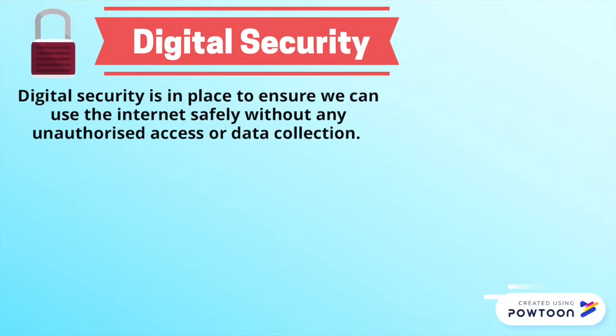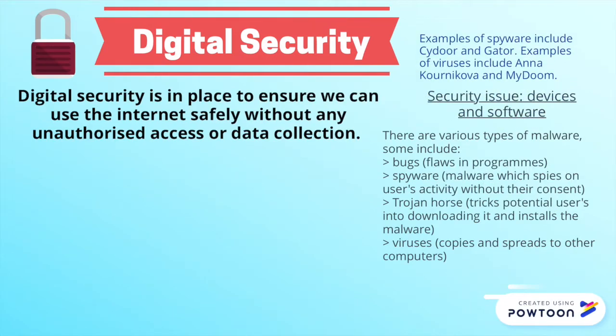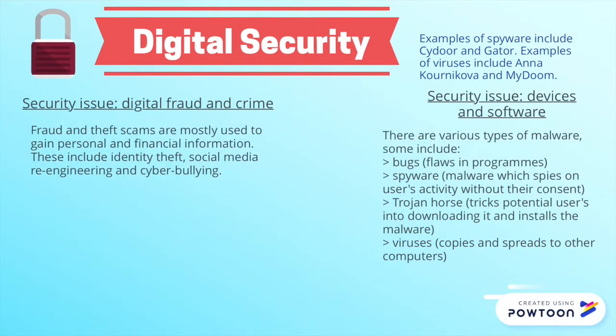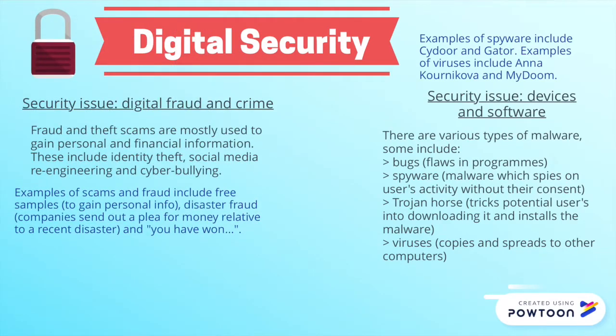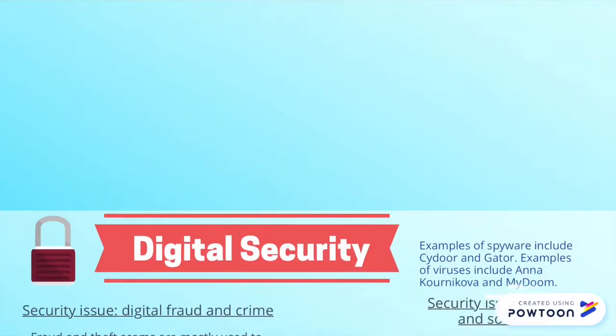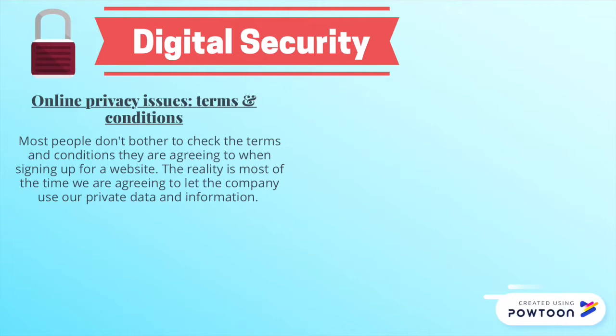The 7th aspect is digital security. Digital security is in place to ensure we can use the internet safely without any unauthorized access or data collection. There are various types of malware. Some include bugs, spyware, and Trojan horses. Digital fraud and crime is quite often on the internet, and scams are used to gain personal and financial information.